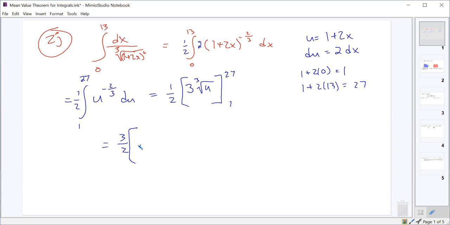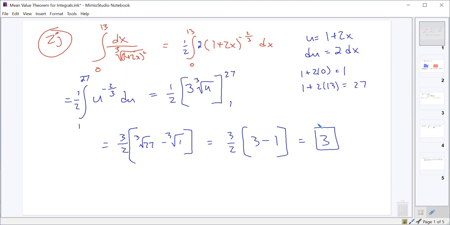So we've got 3/2 times the cube root of 27 minus the cube root of 1. The cube root of 27 is 3, cube root of 1 is 1. So we've got 3/2 times 2, which is 3. Good, does that make sense or no?